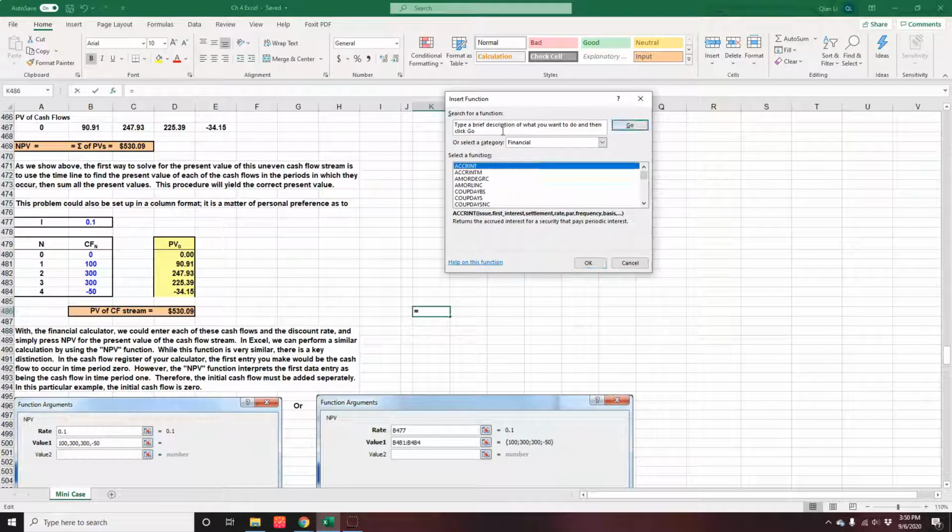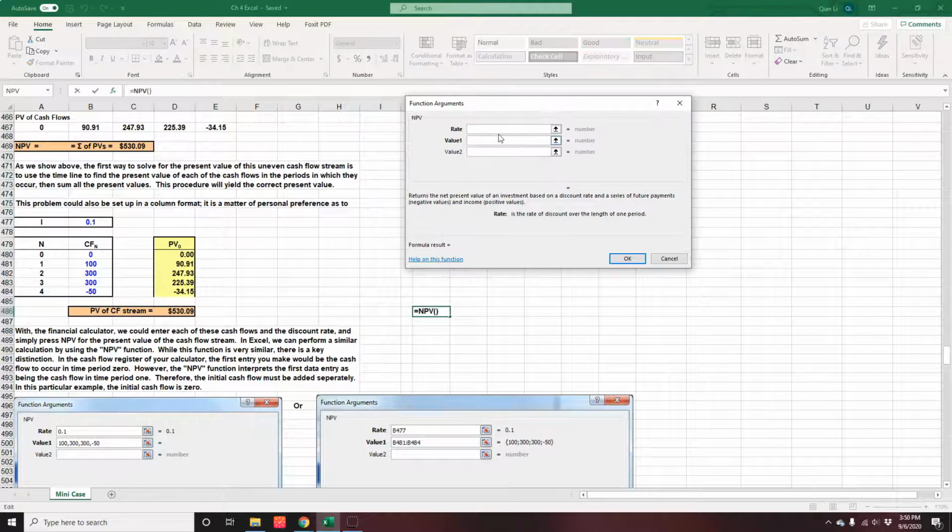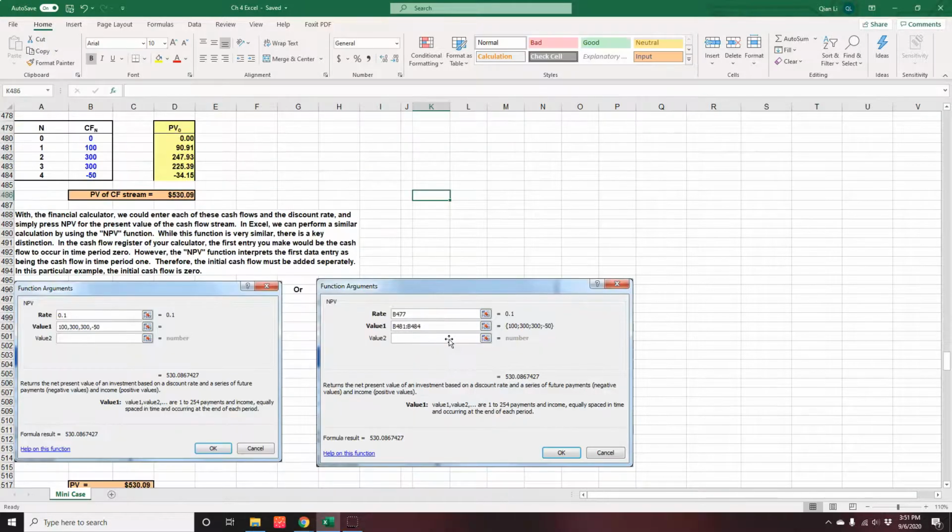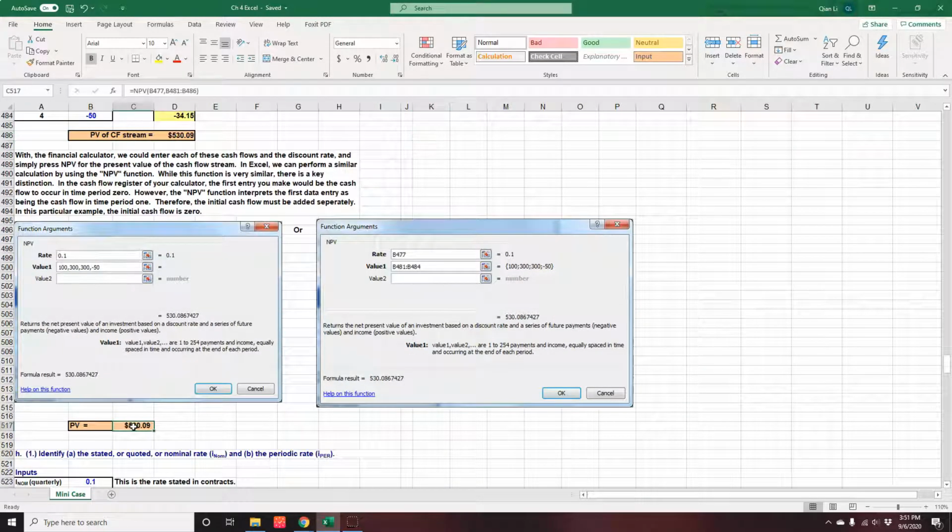Under financial, we can try to search for NPV. We get the first one. Okay, now the rate, we can just say 10%. For the values in value 1, either you want to just type in all these numbers. Well, in this case, there are only 4, so it's not too much. Or you can just tell Excel, hey, we are trying to select from here, so from B481 to B484. This may be a little bit faster than typing the numbers by yourself, right? So click on OK, you should get this result.